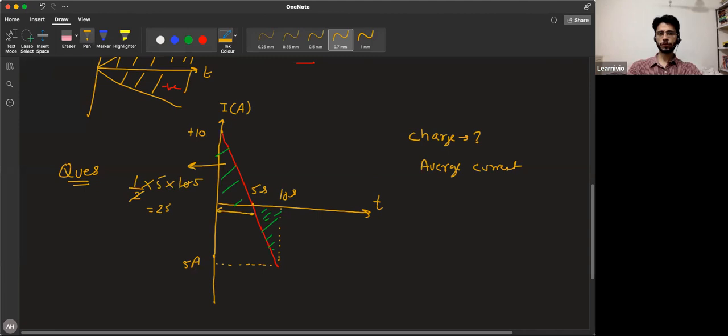Sir, why we don't the shape under the first triangle, sir? Sir, you are lagging. Sir, you are not audible. Am I audible now? Sir, you're stuck, sir. Am I audible now?